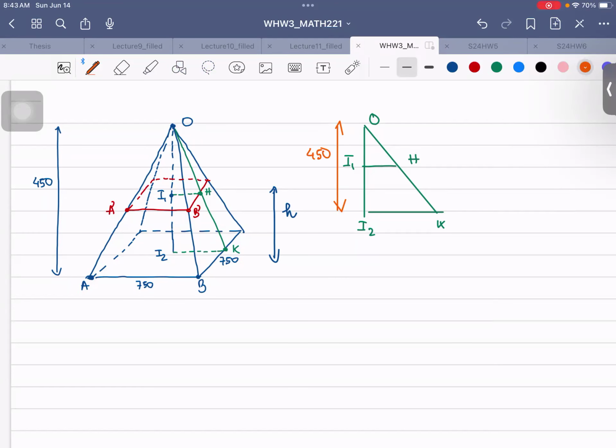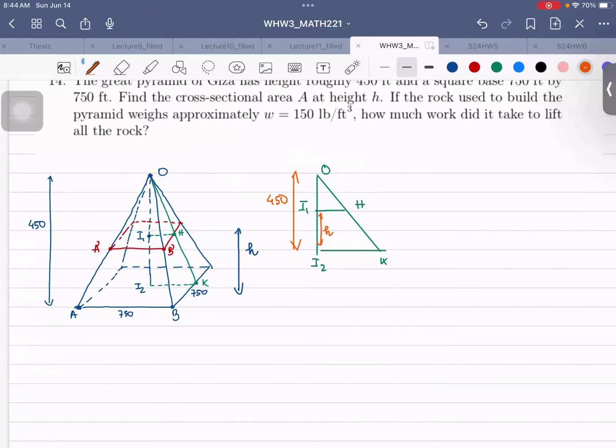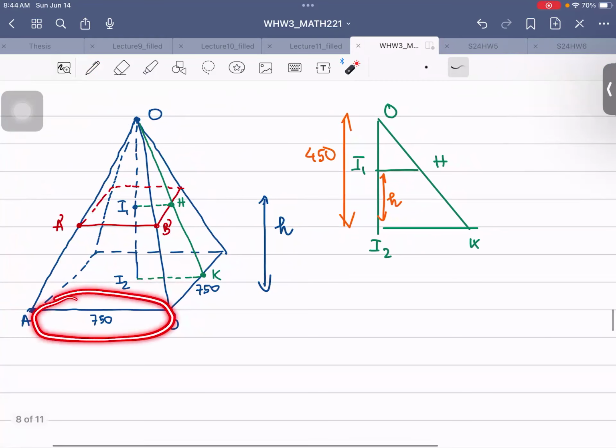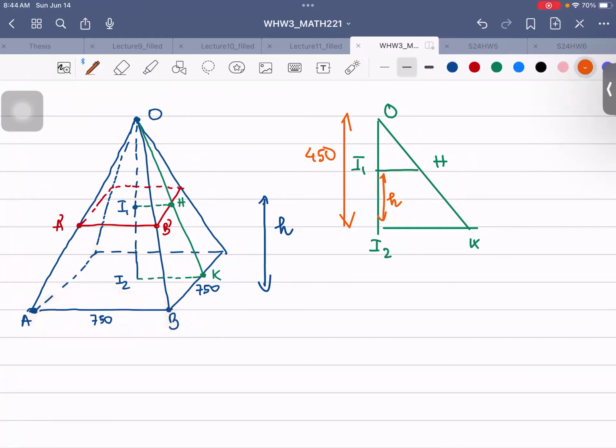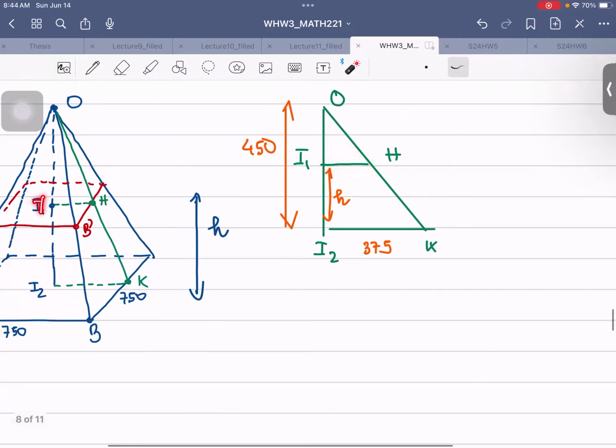Okay, OI2 is 450. This is the height of the pyramid. We also know that I1I2 is H. Okay, I1I2 is H. And I2K is half of the side for the square at the base. So it should be 375. Okay, and now I want to focus on computing I1H.